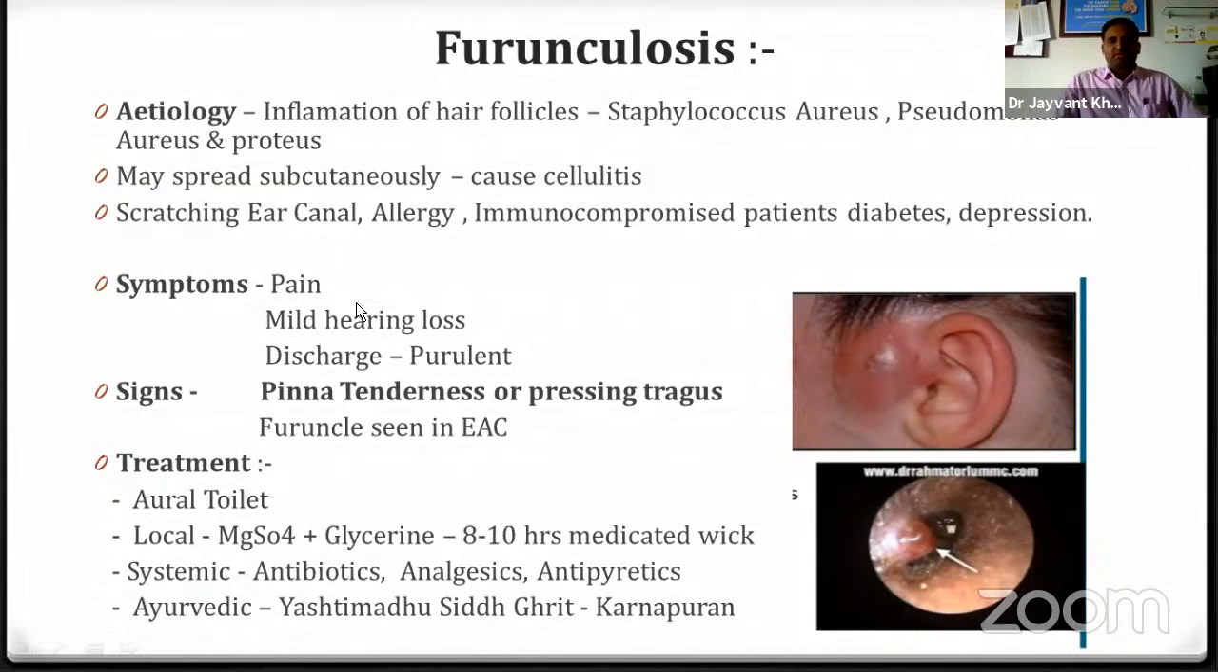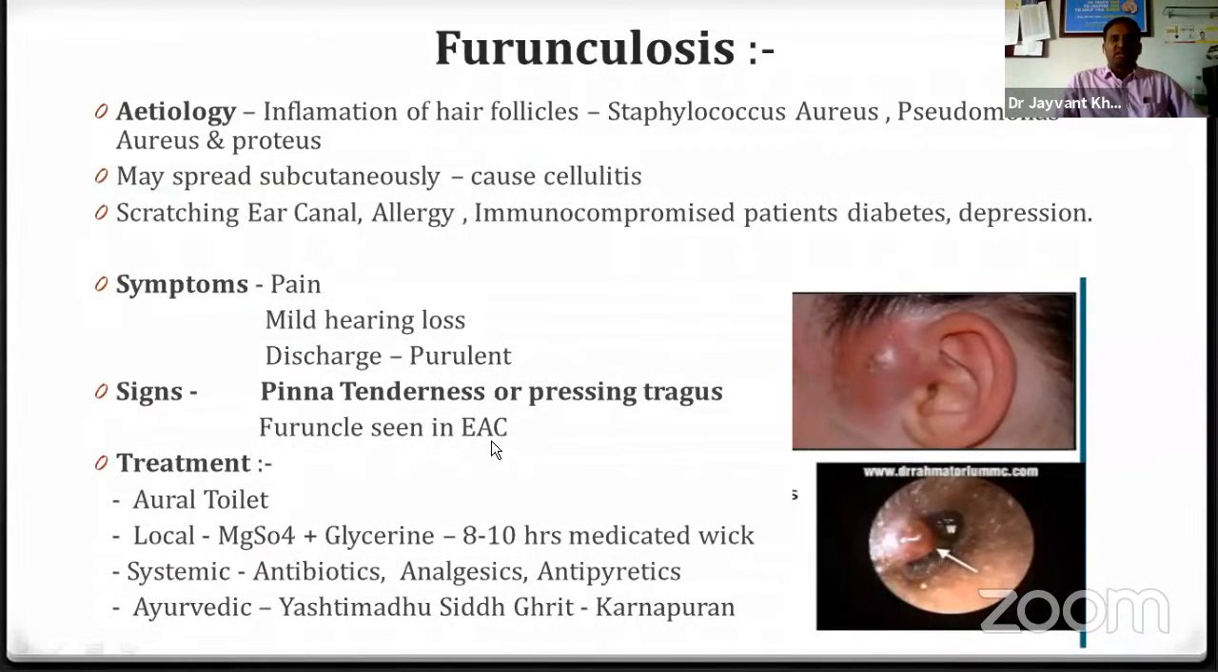Symptoms: pain, earache, and mild hearing loss due to occlusion of the lumen of the external auditory canal. Sometimes discharge is present, which is purulent. Sign: the cardinal sign of furunculosis is pinna tenderness, or pain on pressing the tragus.